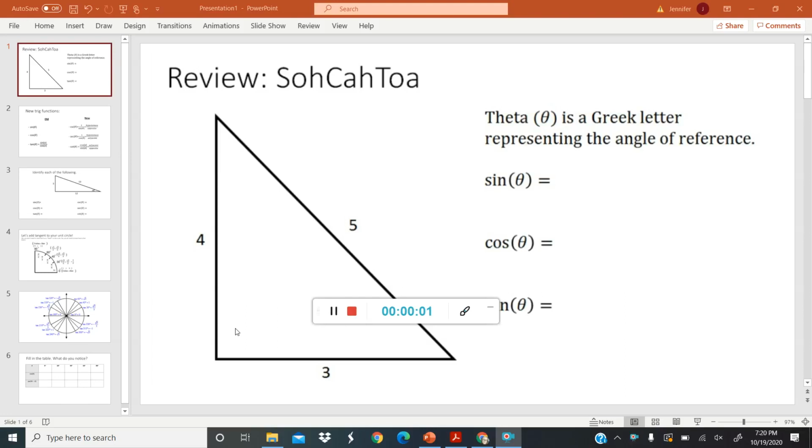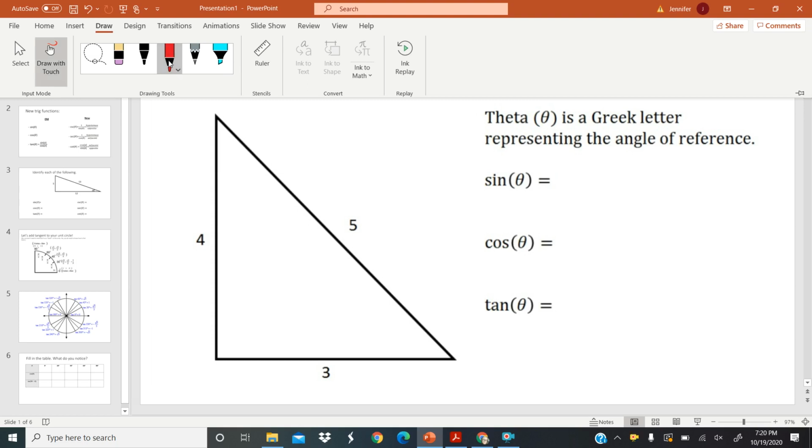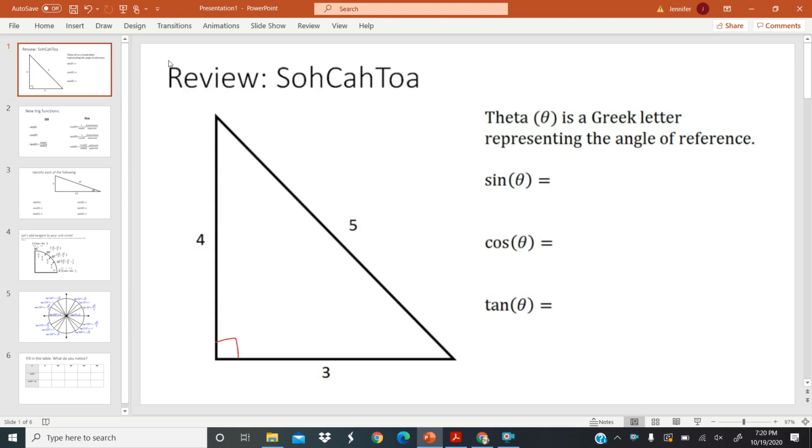Hey guys, hopefully this video should be mostly review of some stuff you've done in the past with right triangle trig. So anytime that you have a right triangle, which this one is, and it'll be indicated with the little square in the corner, that is the right angle, you can use SOHCAHTOA. So hopefully you've used SOHCAHTOA before to find missing sides and angles in right triangles. So we're going to talk about that a little bit today.